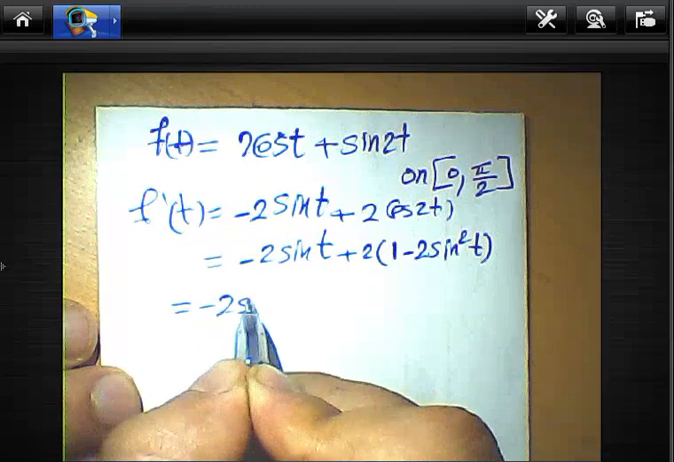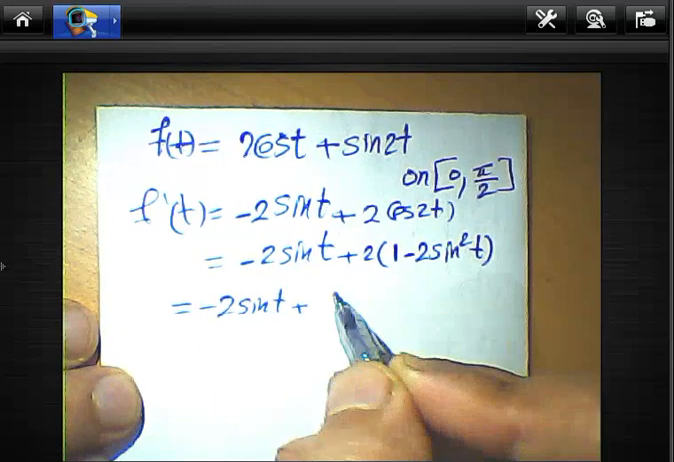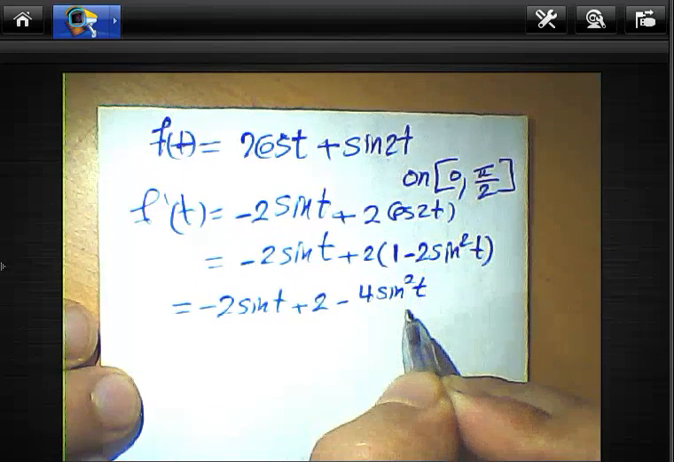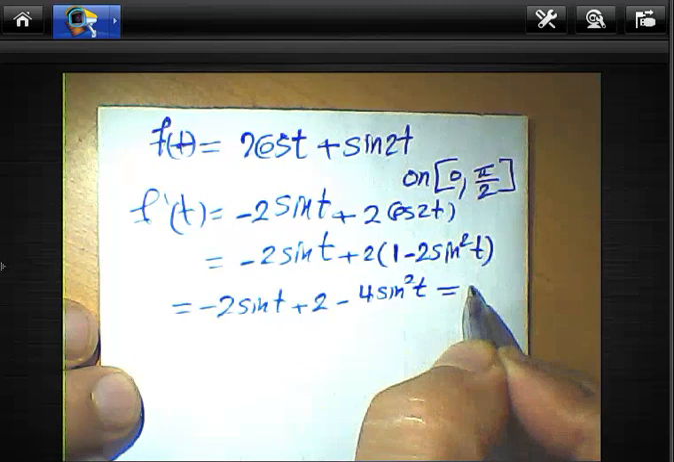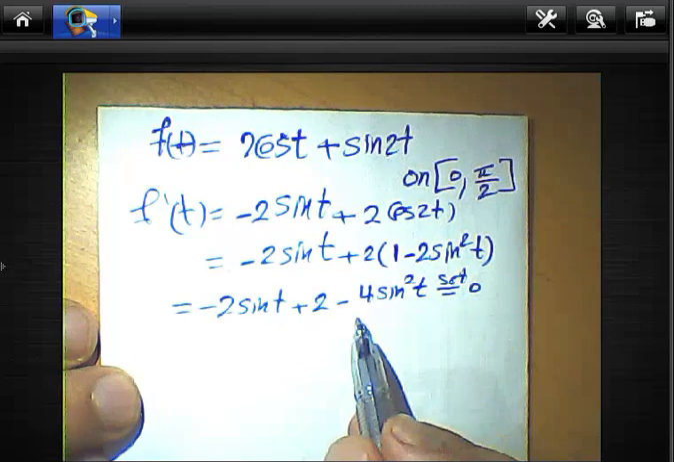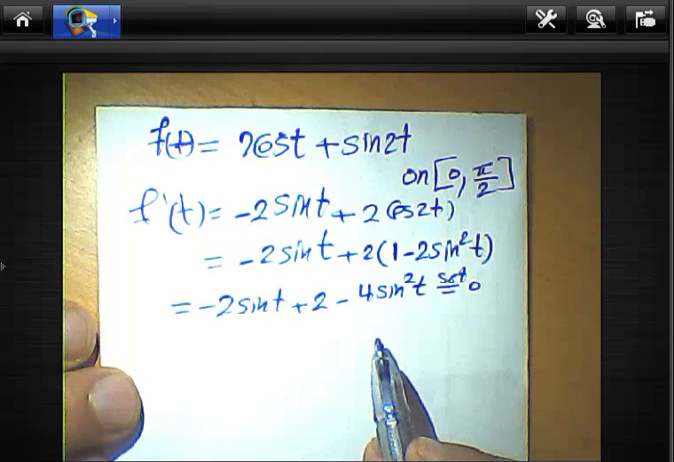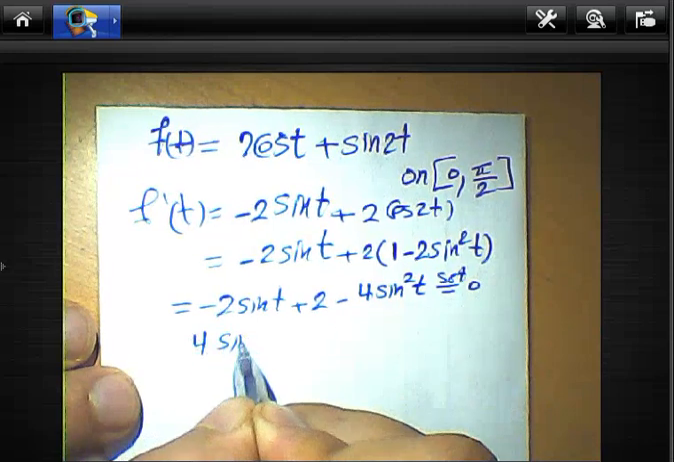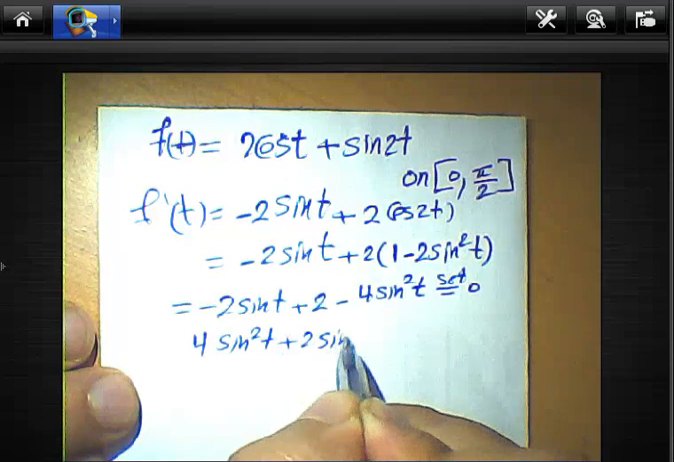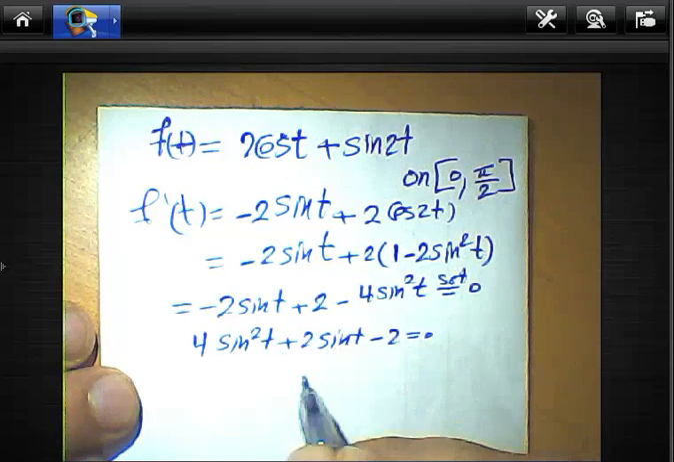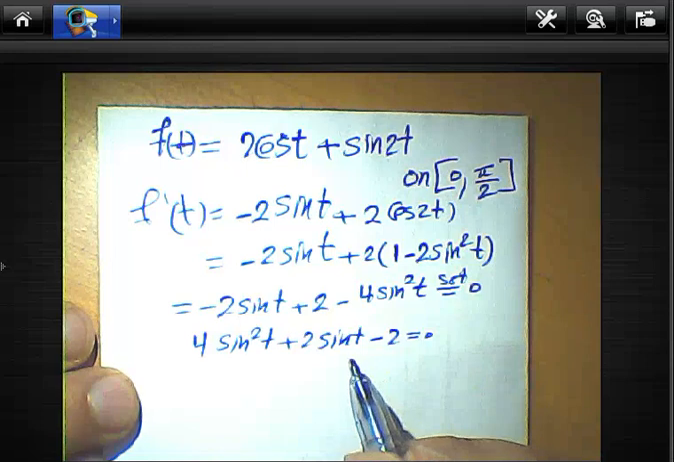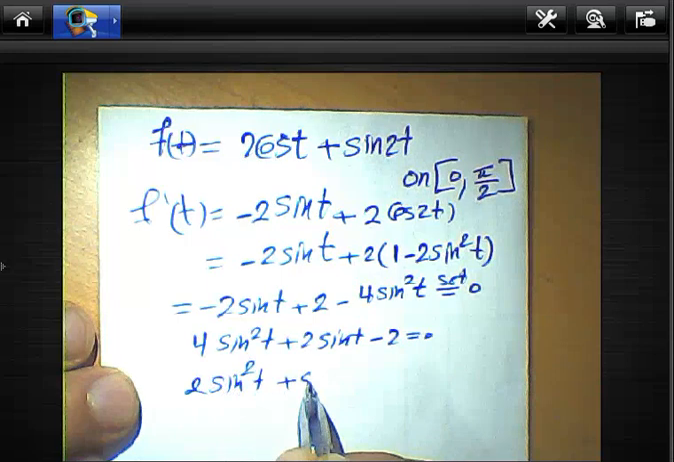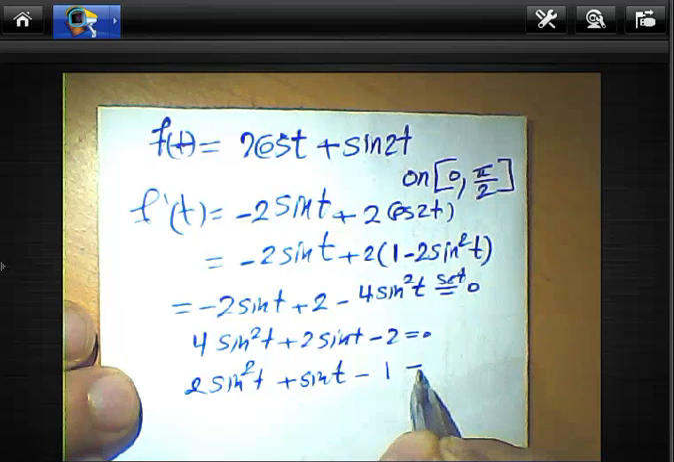Factorize it, negative 2 sine t. You can simplify by the distributive property: 2 times 1 equals 2, and negative 2 times 2 equals negative 4 sine squared t. In this expression we want to set the whole expression equal to 0 to find the critical numbers. So we can repeat it: all these terms are negative 4 sine squared t plus negative 2 sine t plus 2 equals 0, and we can divide all terms by 2 to simplify it. The result will be 2 sine squared t plus sine t minus 1 equals 0.